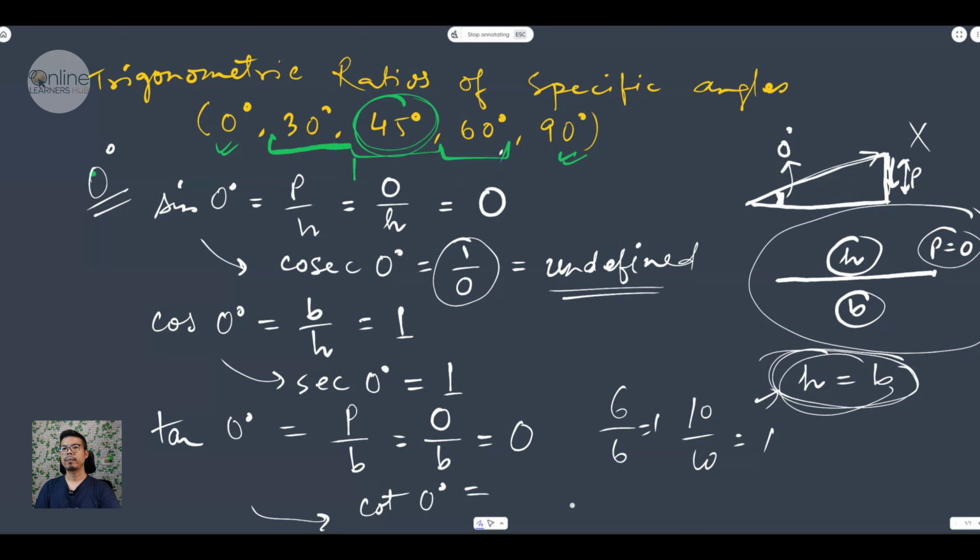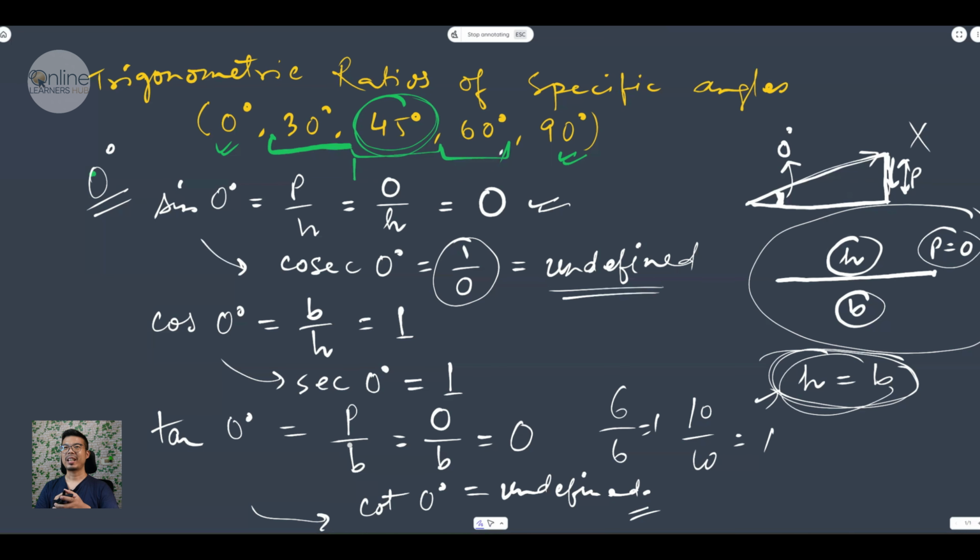Now what about cot? Cot 0 degree is the reciprocal of 0. As I told you earlier, the reciprocal of 0 is undefined, because 0 cannot be in the denominator. That is the reason. So now we are clear with 0 degrees. I believe if you learn this technique, you are already an expert in 0 degree, 30 degree, 45 degree and 60 degree. Now you are very much expert with all these 4 angles.